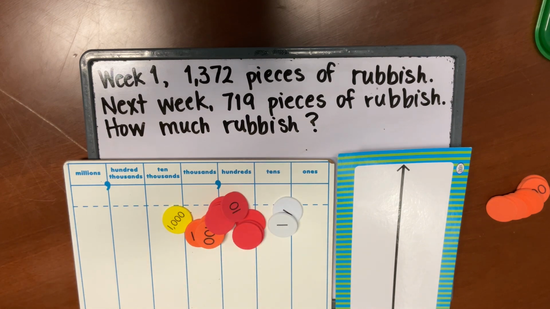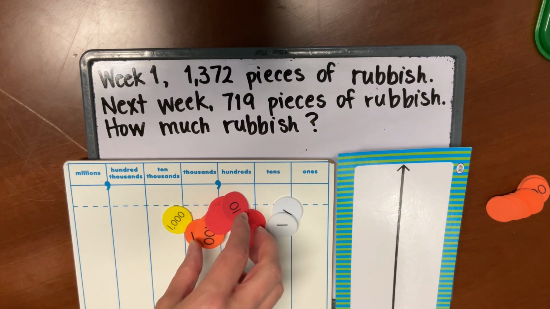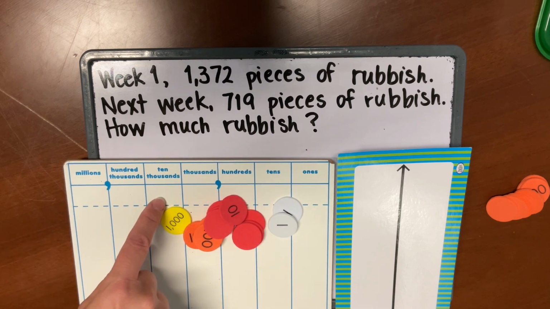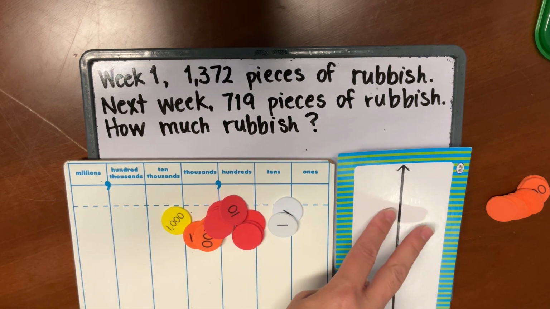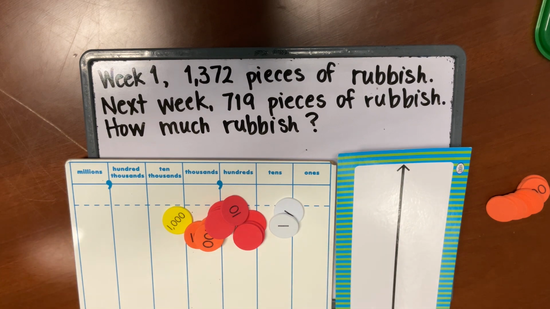Two efficient tools for this problem are place value discs and a place value chart, and the second is a number line. Pause the video and discuss with people around you, why are these efficient tools, and why would other tools maybe not be as efficient? Pause the video now.